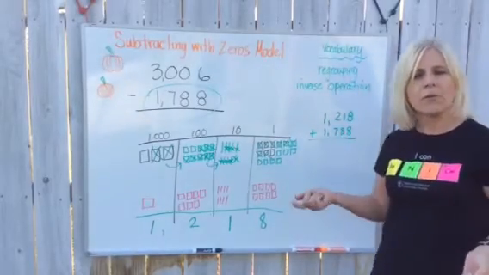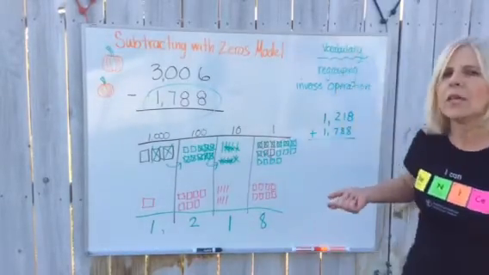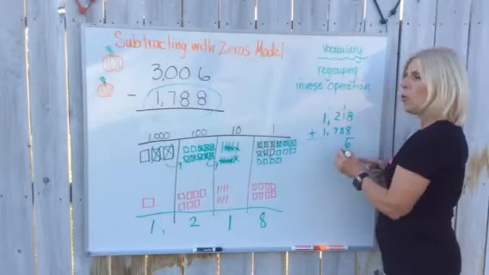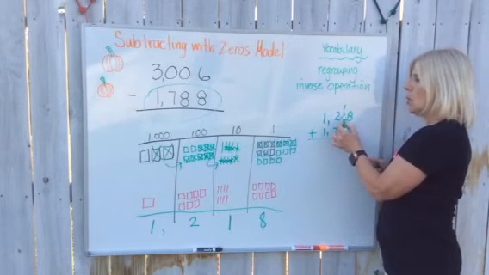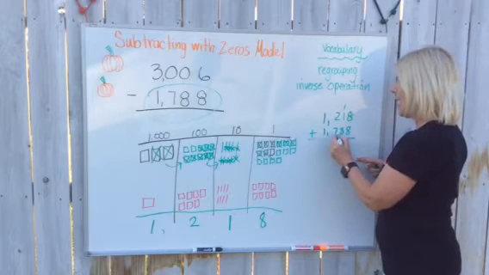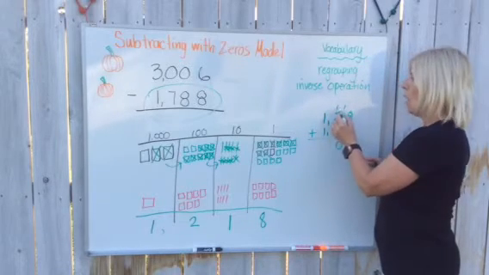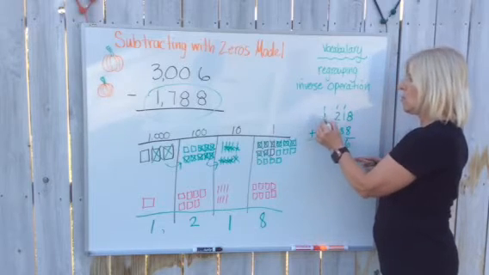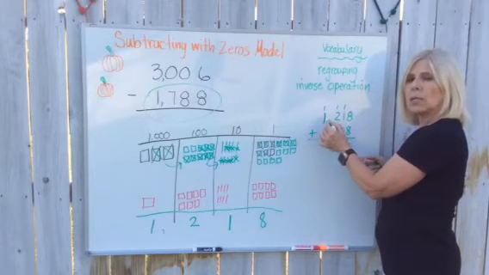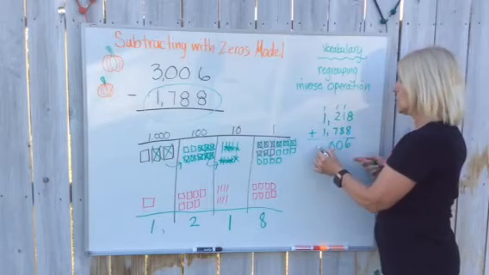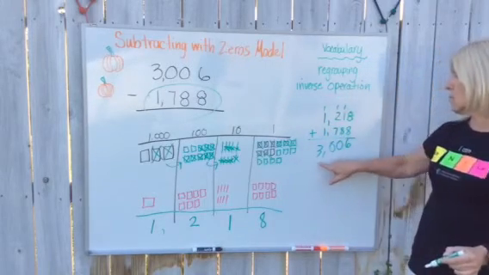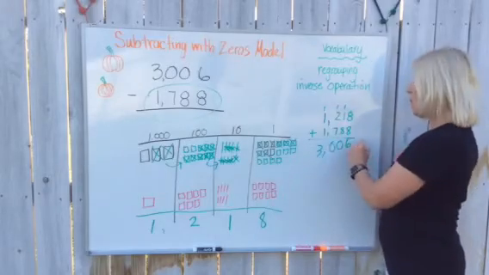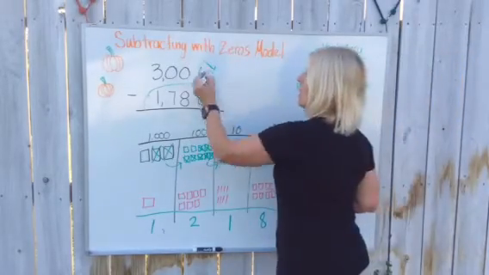I'm just going to use the standard algorithm for addition on this. 8 plus 8 is 16. I regroup. 1 plus 1 is 2. 2 and 8 is 10. I regroup again. 1 and 2 is 3. 3 and 7 is 10. I regroup again. I have 1 plus 1 is 2. 2 and 1 is 3. So my answer is 3,006. And that's what I was hoping for, so I did my math correctly.